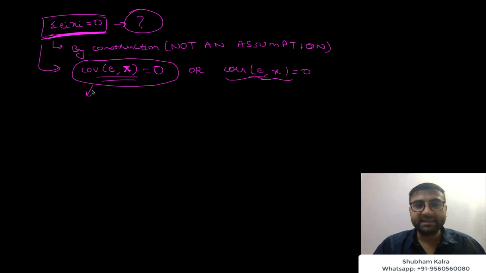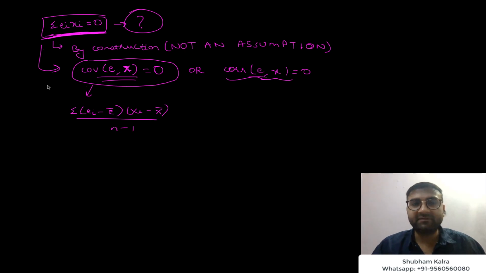So how can we show that? Well, the formula that we have for the covariance is the summation of (ei minus e bar) multiplied by (xi minus x bar), divided by n minus 1. Okay, so this is the formula that we have for sample covariance between two variables, right? Now let's try to evaluate this.